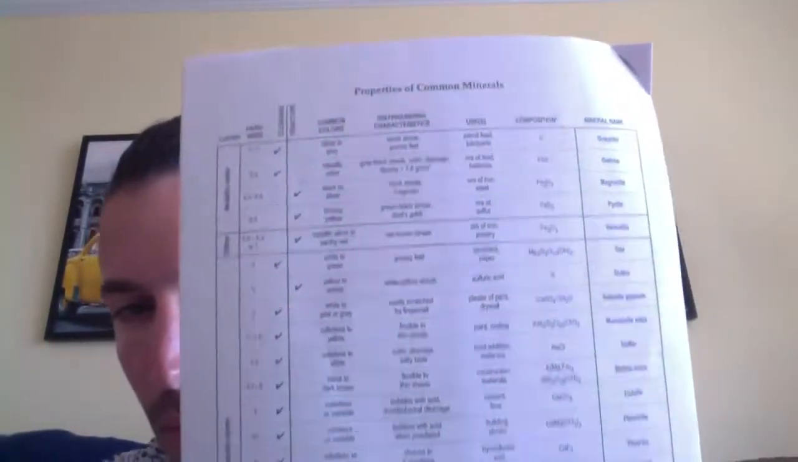23, colorless to white, cubic, that should be halite. 4, iron ore, red streak, hematite. 22, diagram 5, cleavage, flexible thin sheets, black, that is biotite. And 6 is a gray, cubic cleavage, ore of lead, that would be galena. All of that you would find on page 16 of your reference table. Everything there.